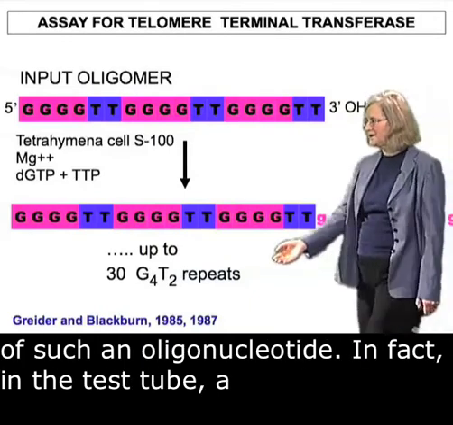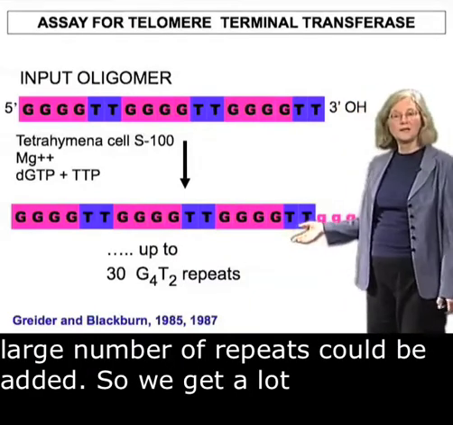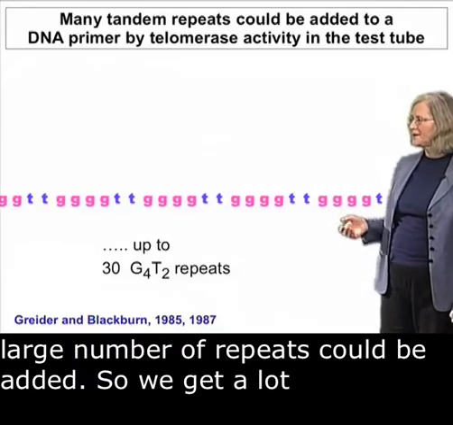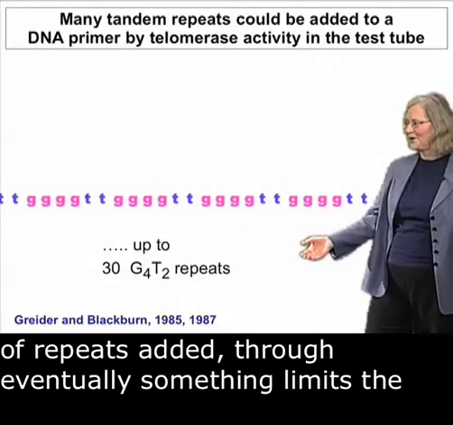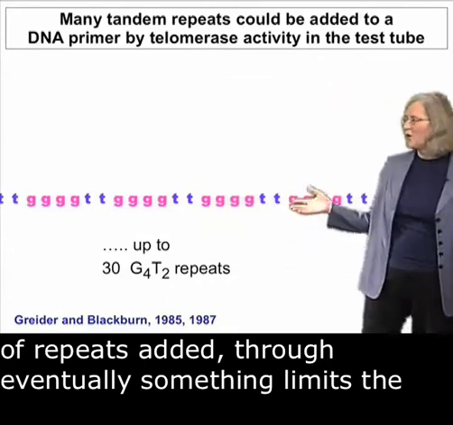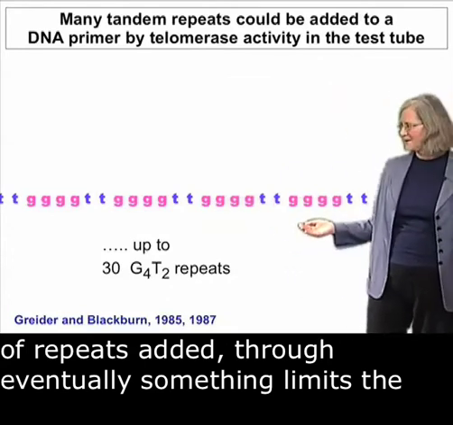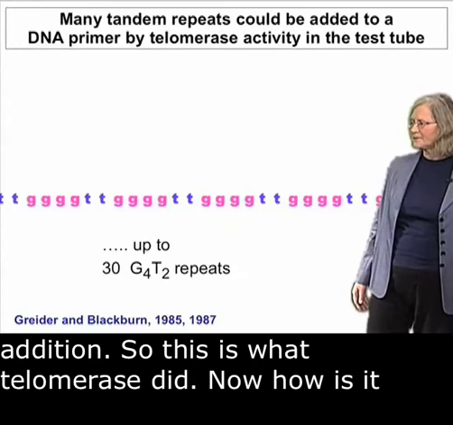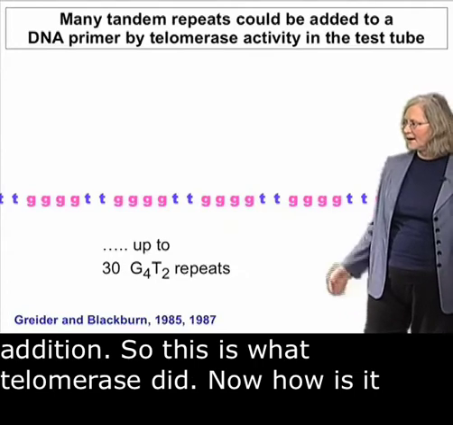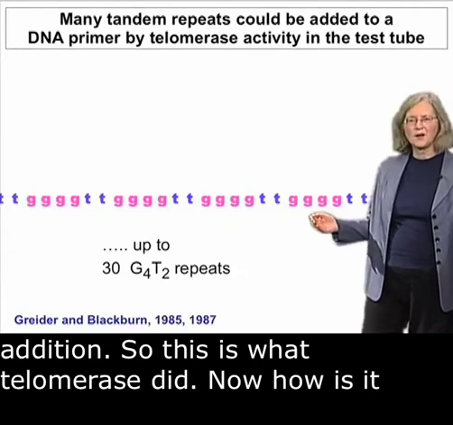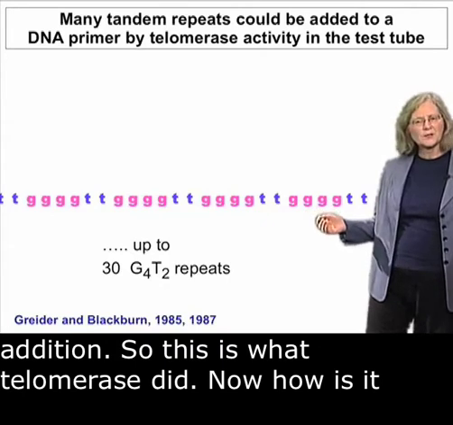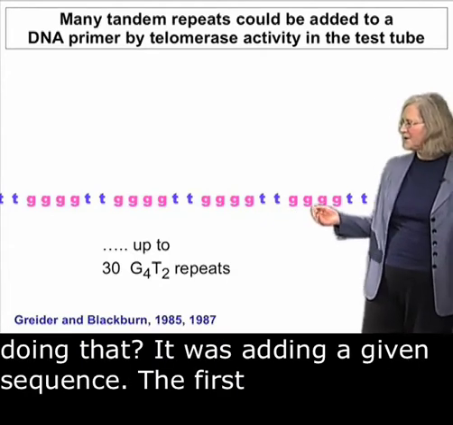In fact, in the test tube, a large number of repeats could be added. Okay, so we get a lot of repeats added, although eventually something limits the addition. So this is what telomerase did. Now, how was it doing that? It was adding a given sequence.